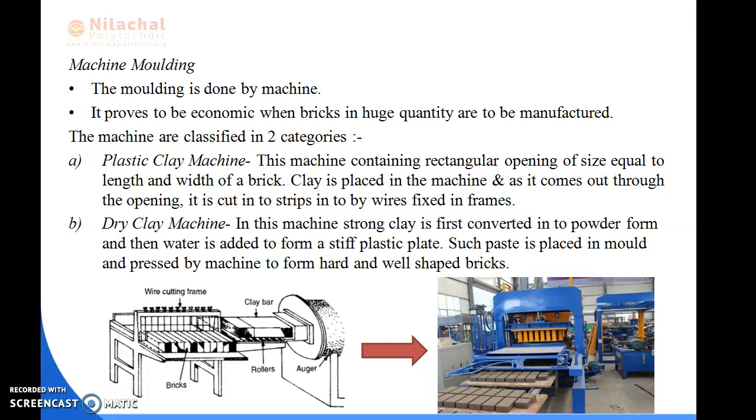And next is the dry clay machine. In this machine, strong clay is first converted into powder form, and then water is added to form a plastic paste. That paste is placed in a mold and pressed by a machine to form hard and well shaped bricks.